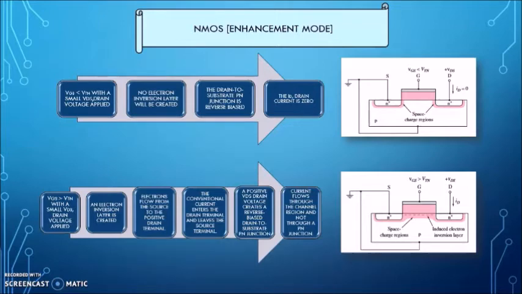But for the second condition, also with a small VDS applied, an electron inversion layer is created. The electrons flow from the source to the positive drain terminal. The conventional current enters the drain terminal and leaves the source terminal. A positive drain voltage VDS creates a reverse-biased drain-to-substrate PN junction. Thus current flows through the channel region and not through a PN junction.